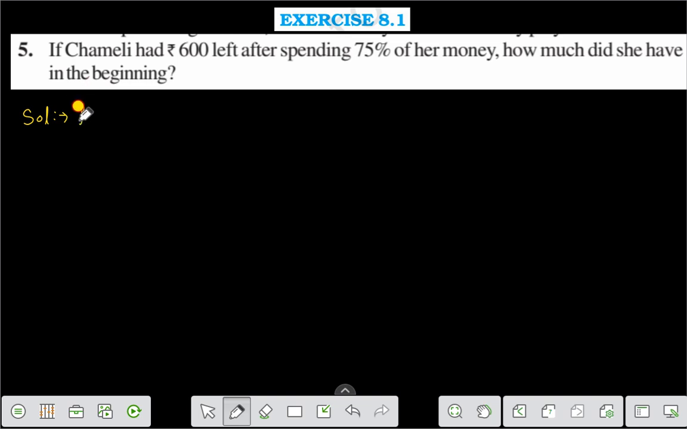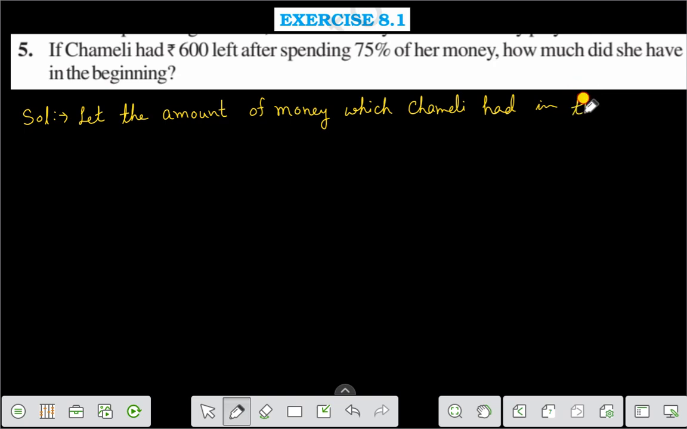Let the amount of money which Chameli had in the beginning be x.